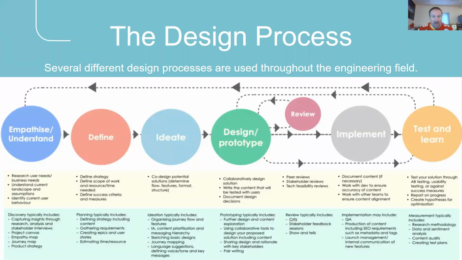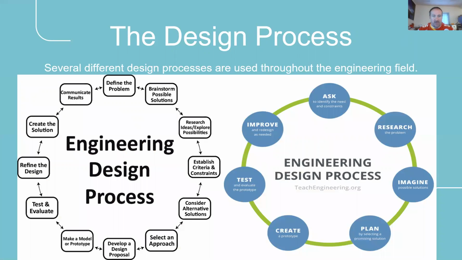Here is one version of the design process. There are several different design processes that are used throughout all of the engineering fields. It's kind of a trial and error to see which one works best for you. Here are two other design processes. You can see they are kind of similar, but the one on the left has over twice as many steps as the one on the right.